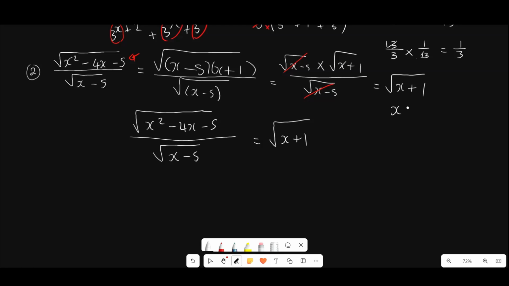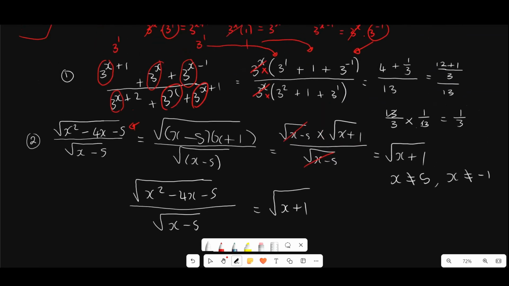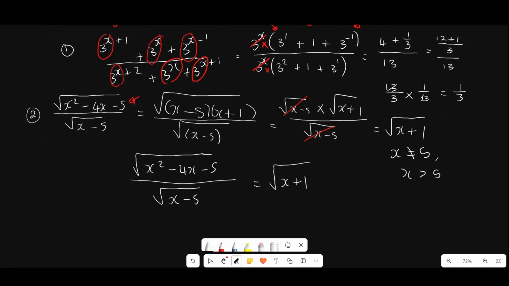And x cannot in that case be equal to 5, and it can also not be equal to negative 1, right? Cannot be negative 1. Well, it cannot be negative, so we exclude the negative, meaning x has to be greater than 5, and do not include the 5 as well, right? Do not include the 5.